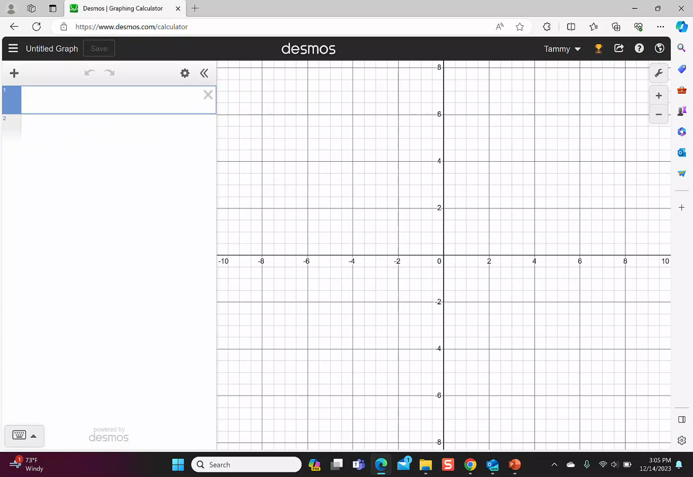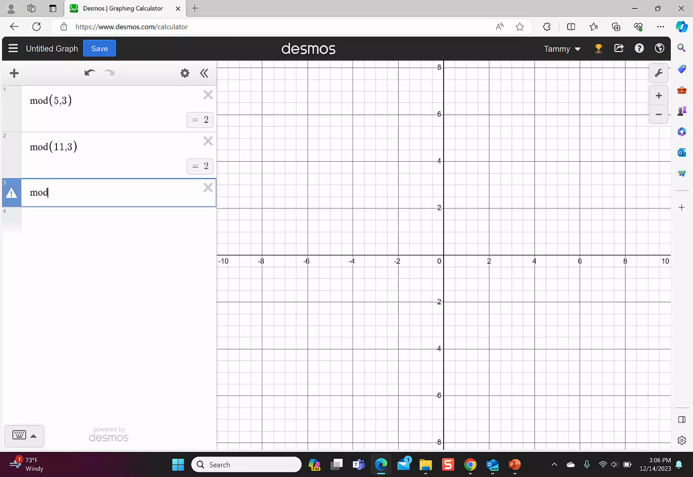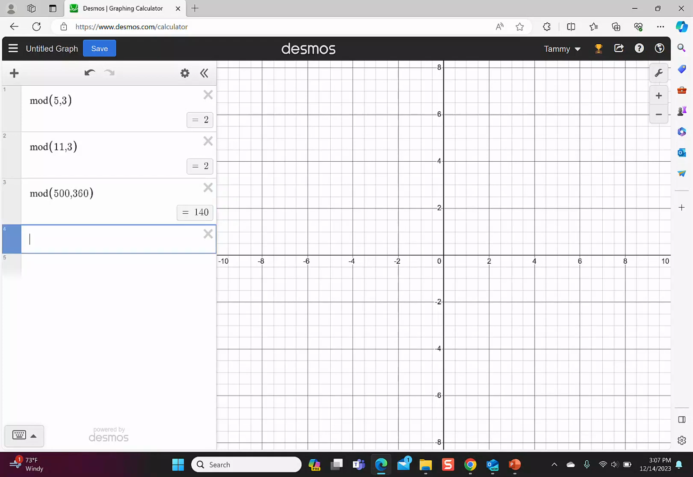So let's go over to Desmos and give that a try. Let's start with the two things we talked about before. I could do mod 5 comma 3, and you'll see it gives me 2. I could also do mod of 11 comma 3, and again I get a 2. If I move this over to angles, then I'm always going to use 360. So if I want 500 mod 360, I type mod 500 comma 360, and it tells me 140.